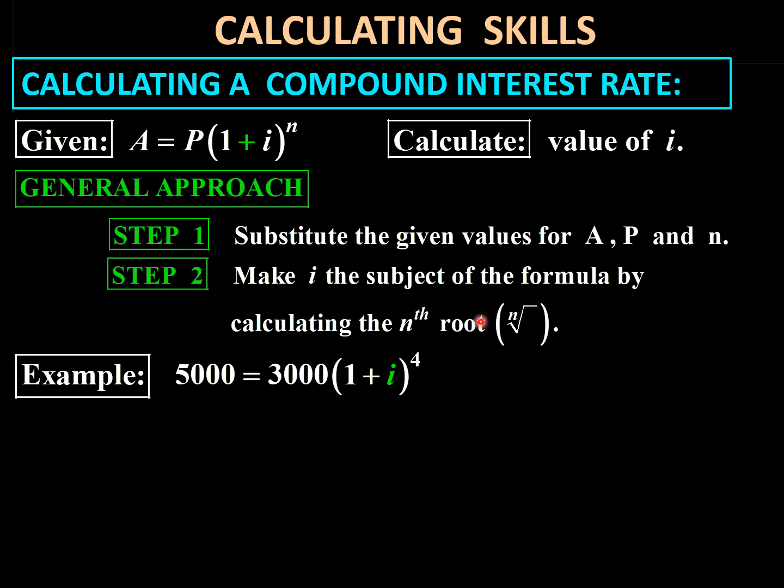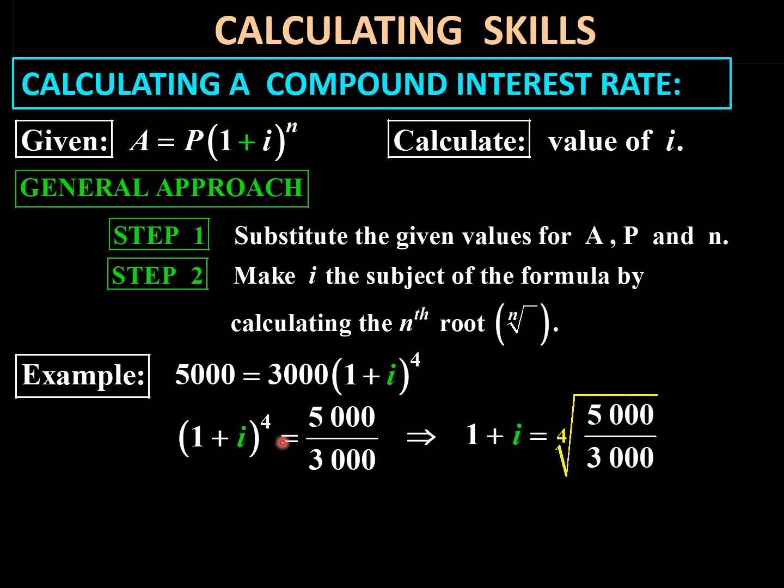Here, after doing the substitution, we have 3,000, and the growth was up to 5,000. And we want to determine the annual interest rate. So first of all, we have to get rid of that 3,000. So what do we do? We divide by 3,000, instead of multiplying by 3,000. Please do not use your calculator at this stage. Just keep it as 5,000 over 3,000. Then if I want to get to the i, I must first get rid of the 4. So instead of the power 4, I can take the 4th root of 5,000 over 3,000.